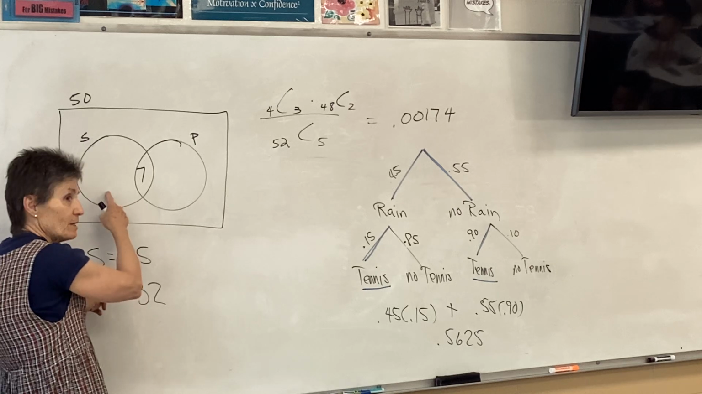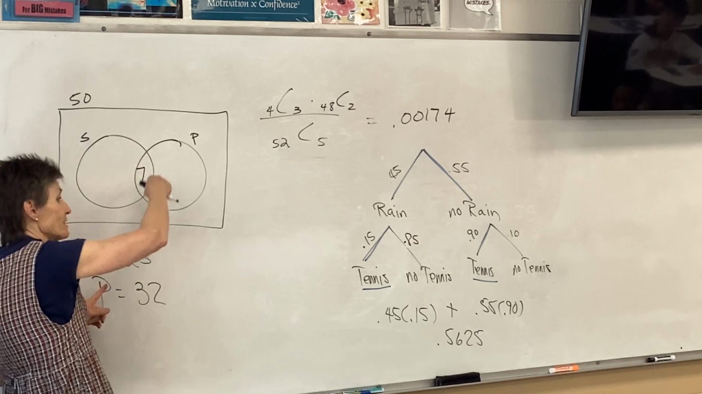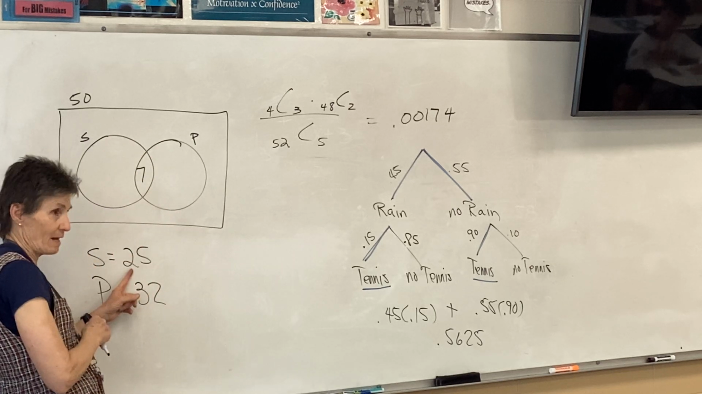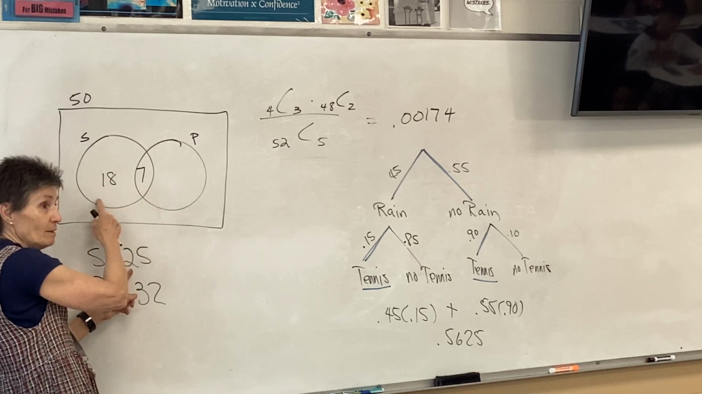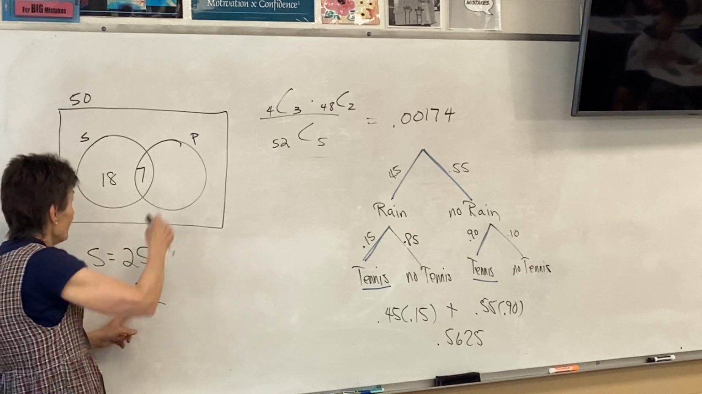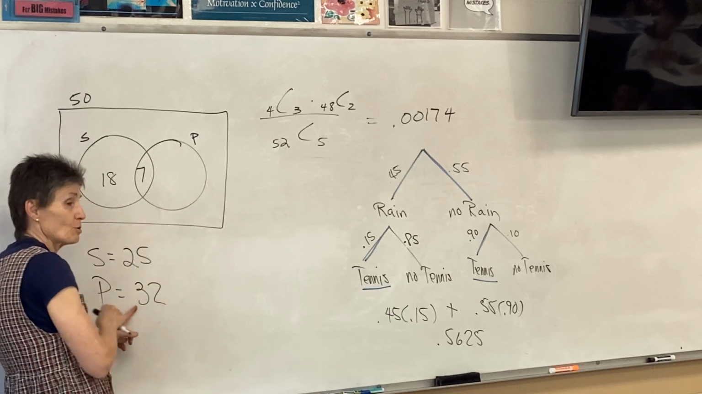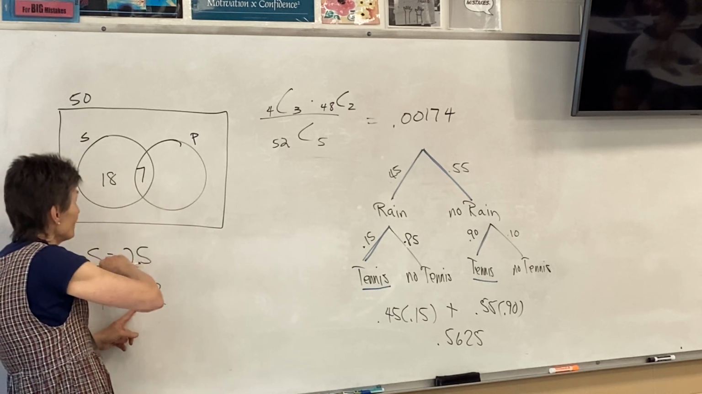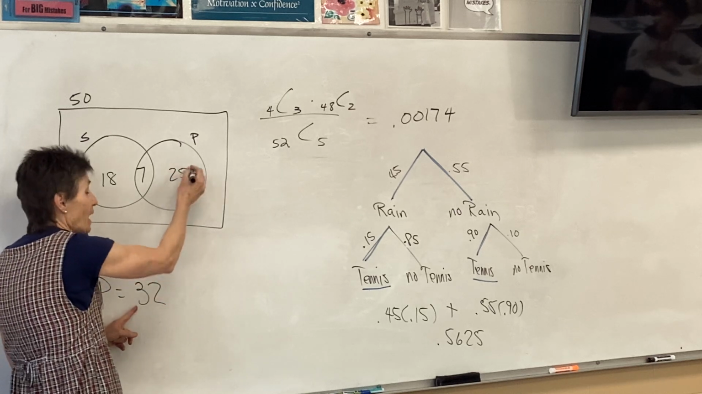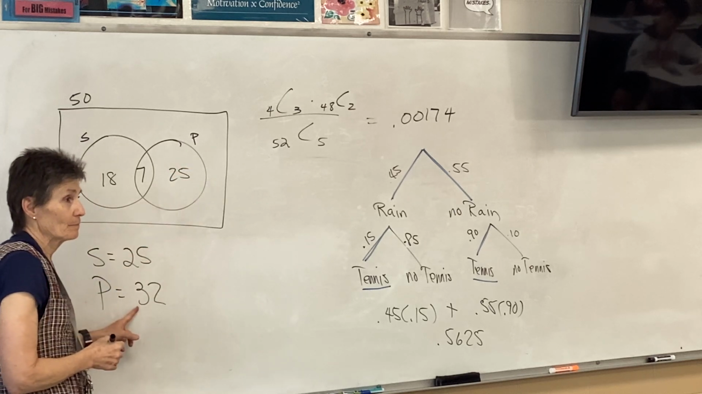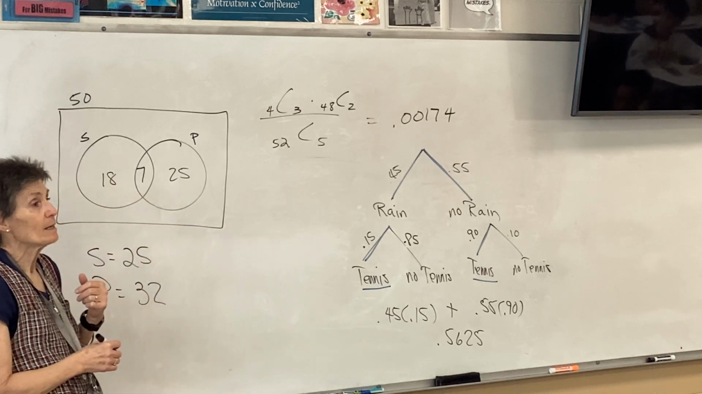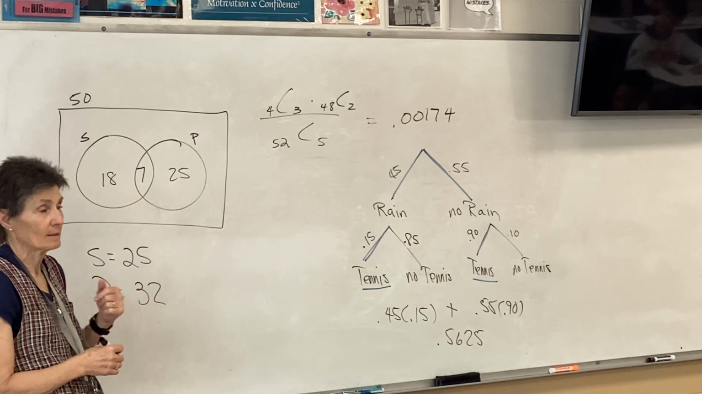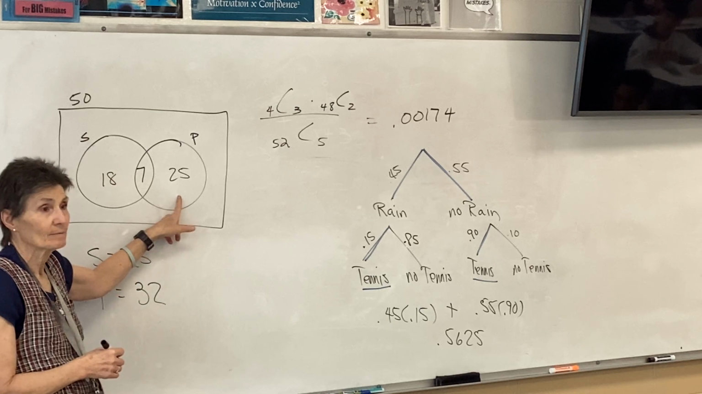Now I know how many are here, because the whole singing ball is 25. 7 of them are there, so the other 18 are over here. The whole praying ball is 32. 7 of them are here, so that's 25. And now I can answer the question. How many enjoy only praying? 25.